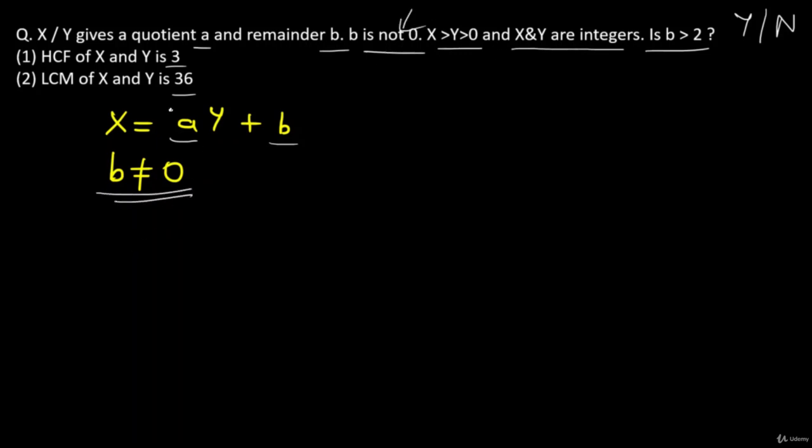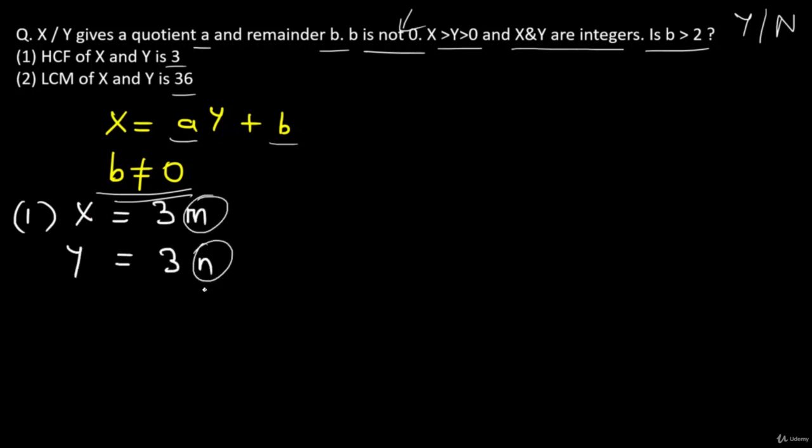Alright, now let's look into the statement 1. It's given that HCF of x and y is 3, right? That means 3 has to be a factor of x as well as y. Therefore, I can say that x is equal to 3m and y is equal to 3n, where m and n are any positive integers, right? Because it's mentioned that x and y is greater than 0. Alright, now using this, can I say whether b has to be greater than 2?